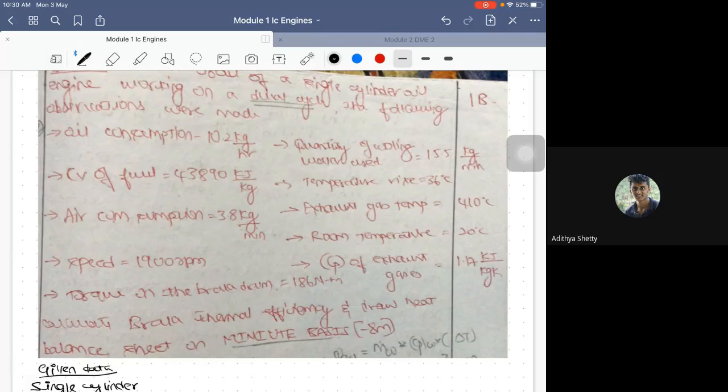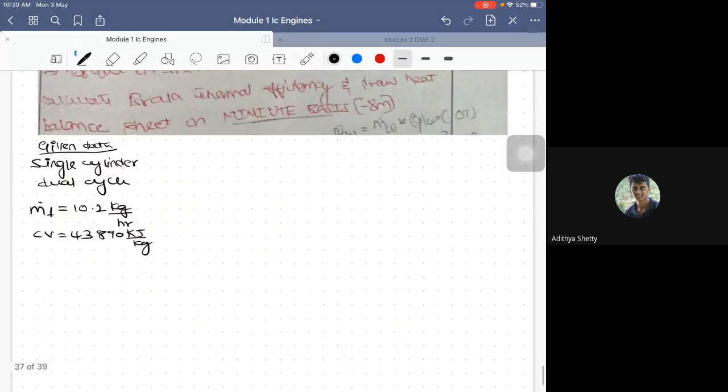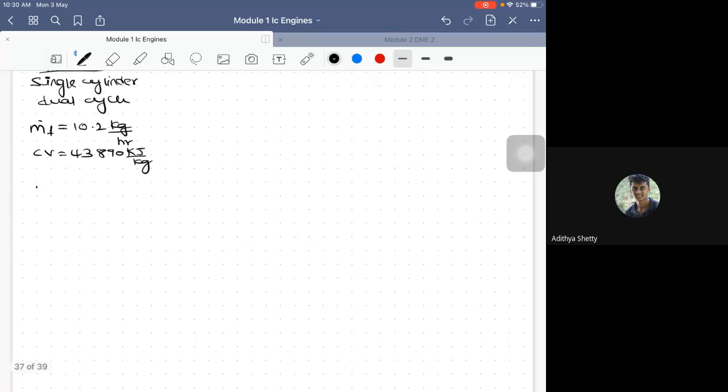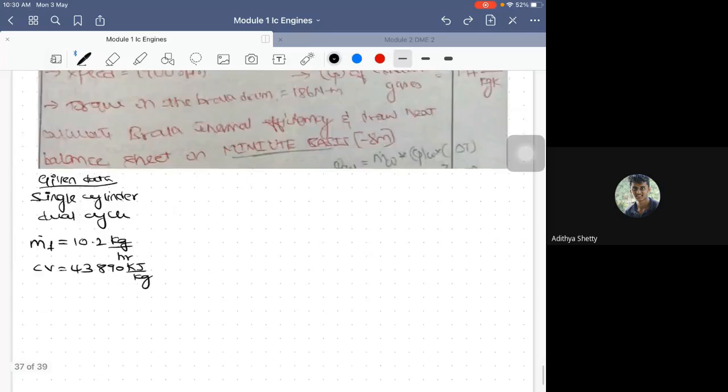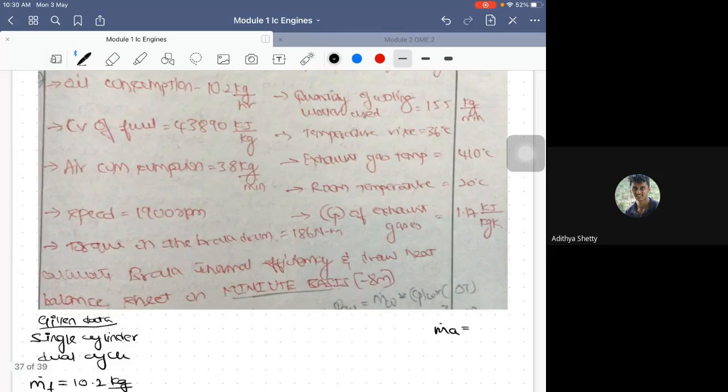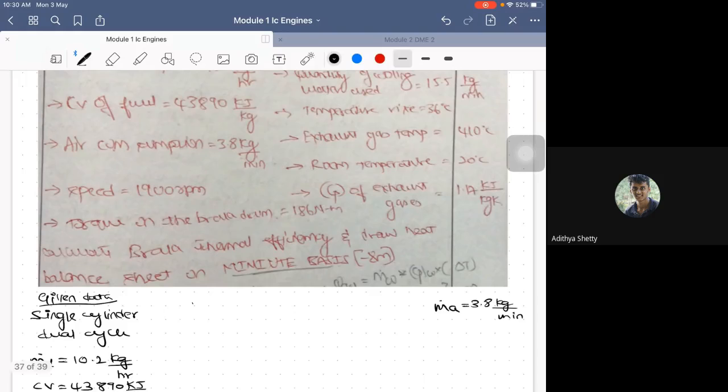Next, air consumption he has given. Okay, so that I can say is the mass flow rate of air. See, mass flow rate of air would come in the exhaust cycle. So we'll maintain all these parameters at a single step. So mass flow rate of air is given. How much is the value there? 3.8 kg per minute he has given. That's great. Now, engine parameters we will note down at another end.